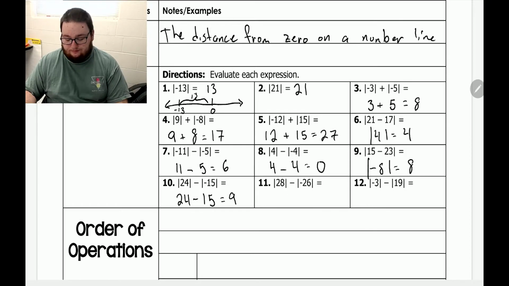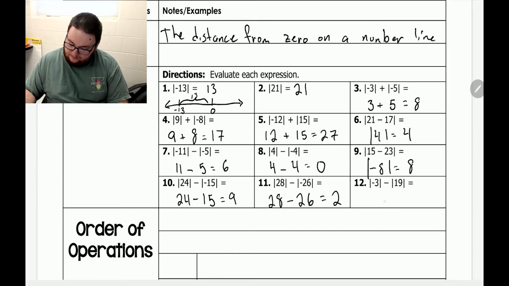For number 11, we have the absolute value of 28 minus the absolute value of negative 26. We take it left to right, one step at a time. So we have the absolute value of 28, which gives us a positive 28, minus the absolute value of negative 26, which gives us a positive 26. And finally, we have 28 minus 26, which gives us a positive 2, and positive 2 is our answer for number 11.